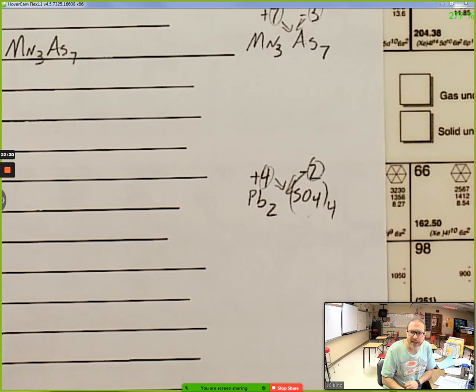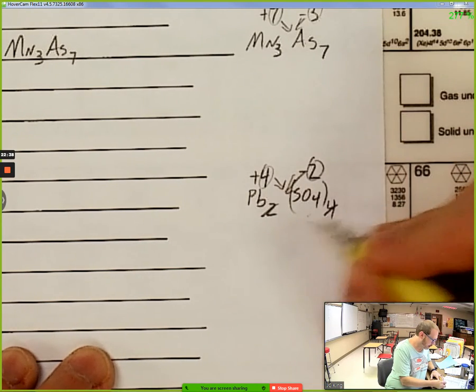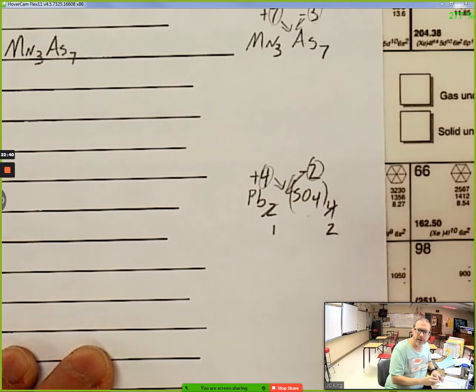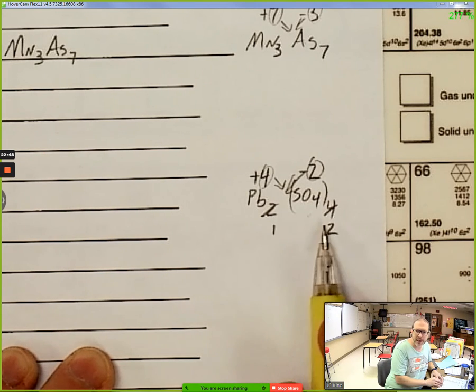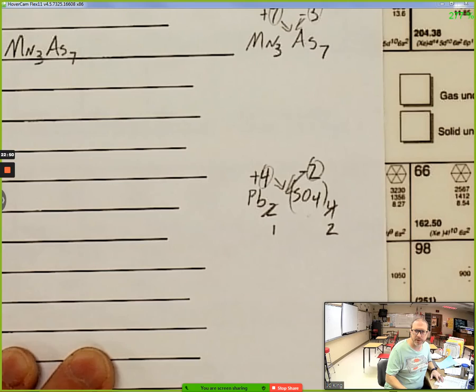So I have 2 of these leads next to 4 of these sulfates. I can reduce the ratio of 2 to 4 to a ratio of 1 to 2. And if you can reduce the ratio of your positive pieces to your negative pieces, you have to. So it's just going to be 1 lead and 2 sulfates.